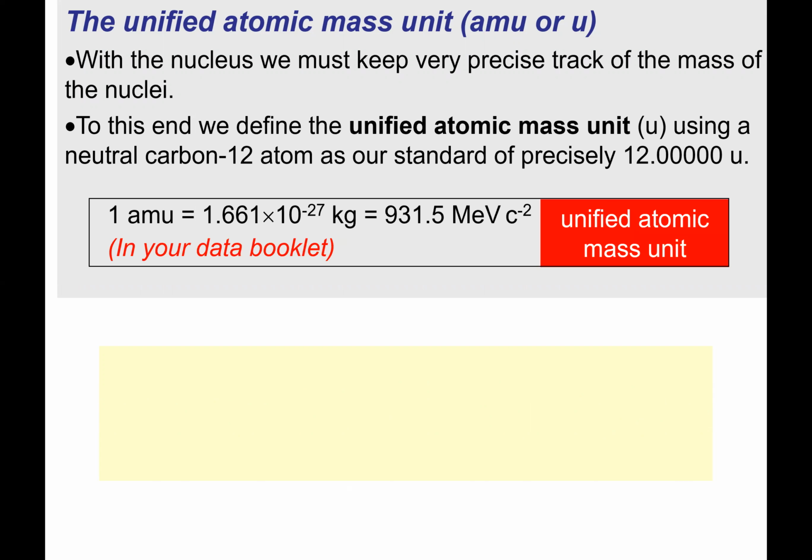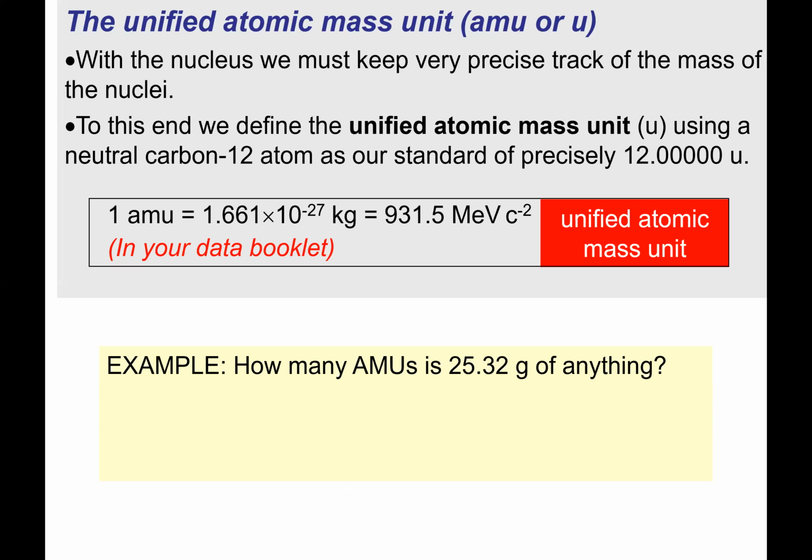One atomic mass unit comes out to be 1.661 times 10⁻²⁷ kilograms, which is also equivalent to a certain amount of energy. If you remember last class where we ended, we talked about the mass-energy equivalence. This is in your data booklet, so there's no need to memorize it, but it's something you will have to use here.